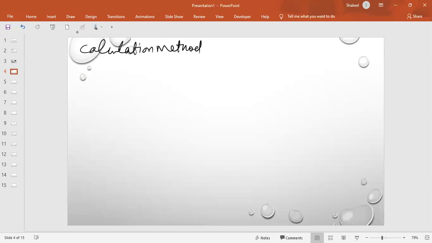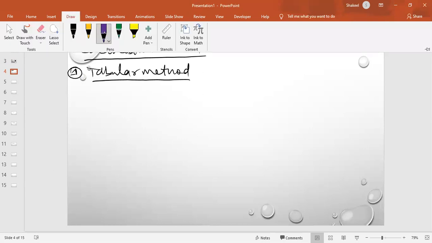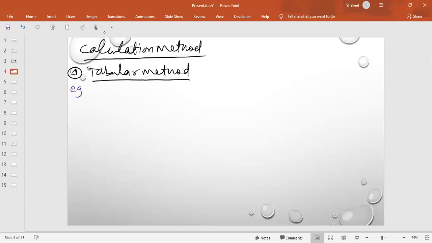So if you want to find half-life, there are several methods. The first of them is the tabular method. Tabular method, of course, contains a set of data that is given to you, and you have to use that to find the half-life of a given radioactive element. For example, I'm going to draw a table, and then you'll see how to find the half-life. Let's say the first column is number of unstable nuclei. The second column is time, let's say, in hours.